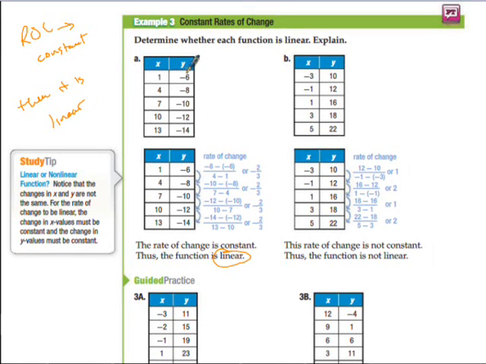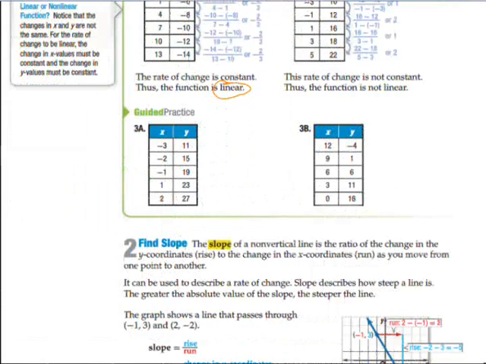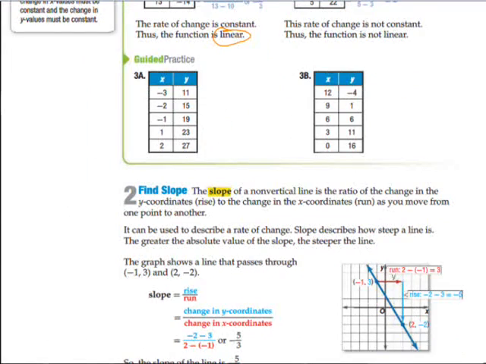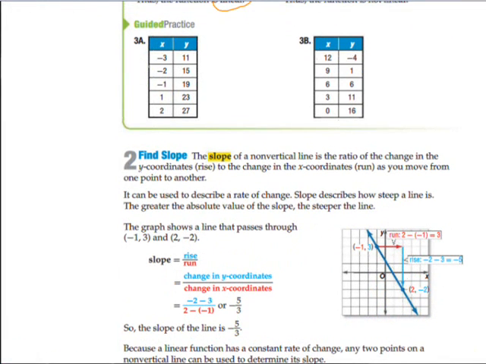So you do the math each time. The difference between these two divided by the difference of these two, and the difference between these two divided by the difference. And so you see if you get the same thing every time, and if you do, then it is a line. So take a second, pause the video, try 3A and 3B.